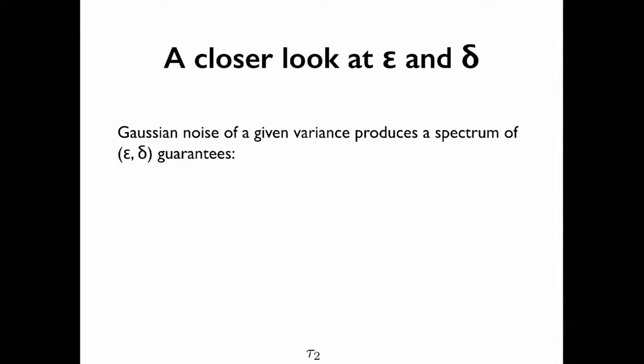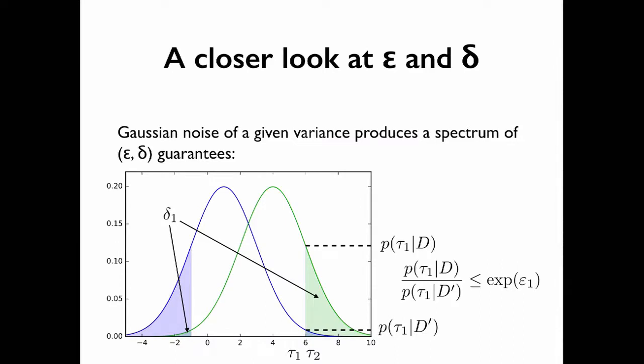But I could flip that around. I could say, what if I add noise of variance sigma squared? What is the epsilon and delta that I get for that sigma squared? And so it turns out there's actually a whole spectrum of epsilons and deltas that you can get. So many combinations of epsilon and delta will lead to the same sigma squared for your Gaussian. And what's going on here is you're trading off the epsilon guarantee, which bounds this log likelihood ratio, and the delta guarantee, which is saying there's a probability that you'd violate this log likelihood ratio condition.